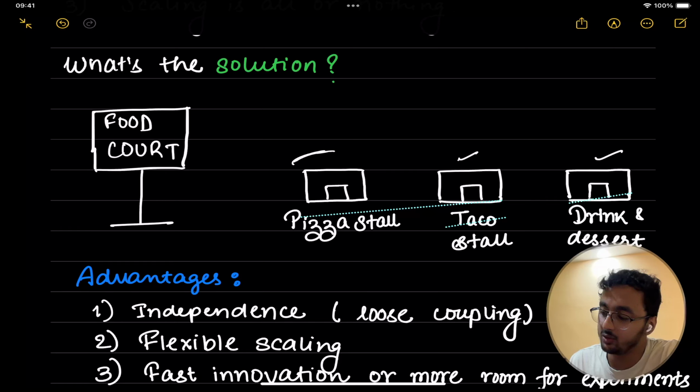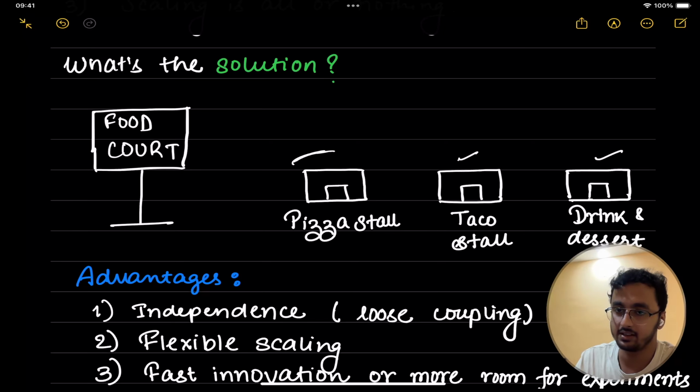If anything goes wrong, let's say, hey, I added that wood-fired pizza setup, but it's not working well. So I need to take the state of the pizza stall to a previous state. Like I need to revert, right? So you can also do that independent of how the taco stall and drink and dessert stall are working. You can just do all of that. So the change is very isolated in the pizza stall.